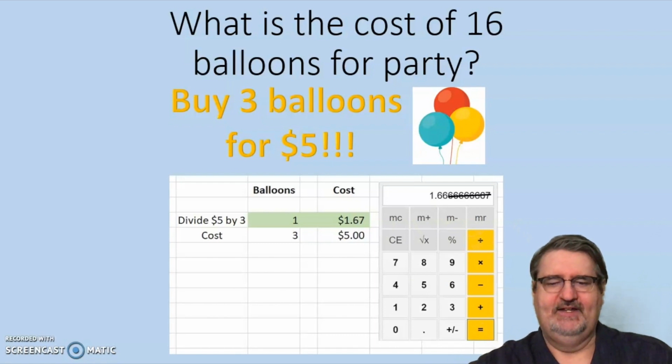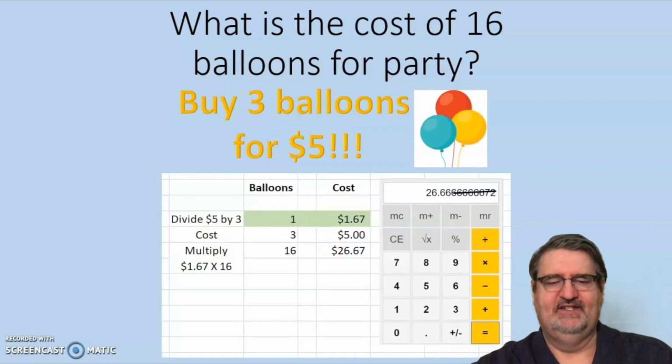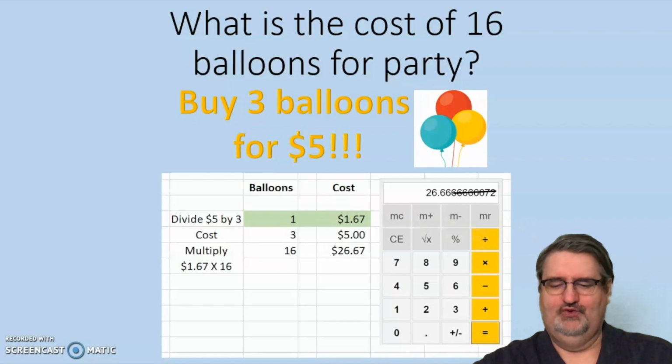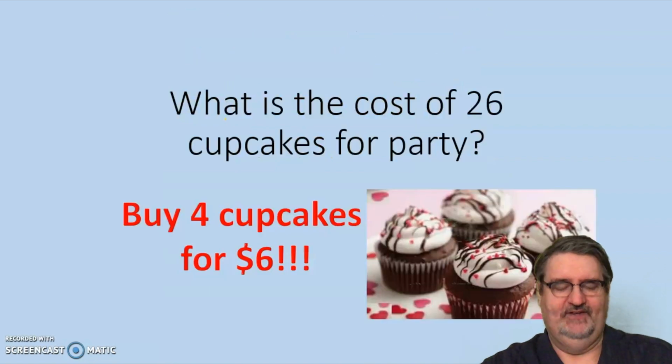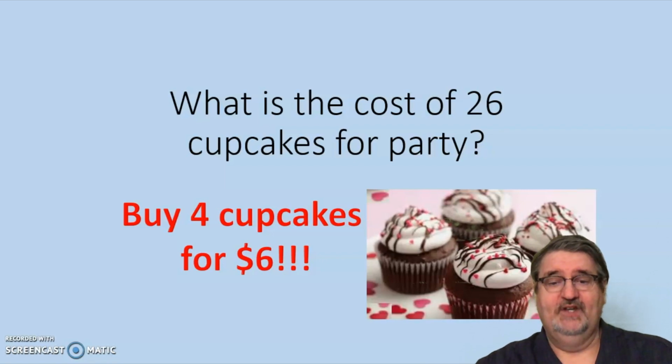So we divided to get that, but to answer the question, what is the cost of 16 balloons for a party? We're going to multiply the $1.67 times 16, and we get $26. On the calculator, it says 66 cents. But we're going to round that up to $26.67.